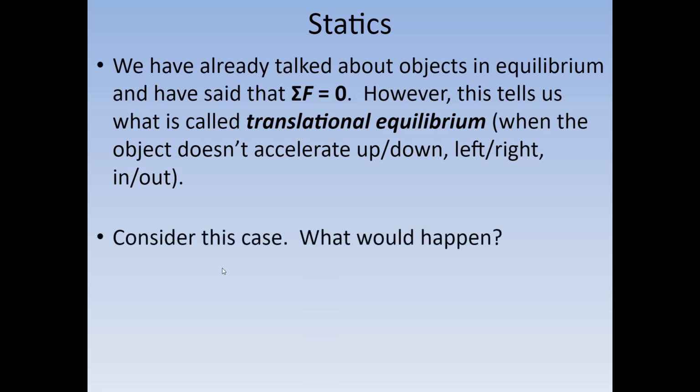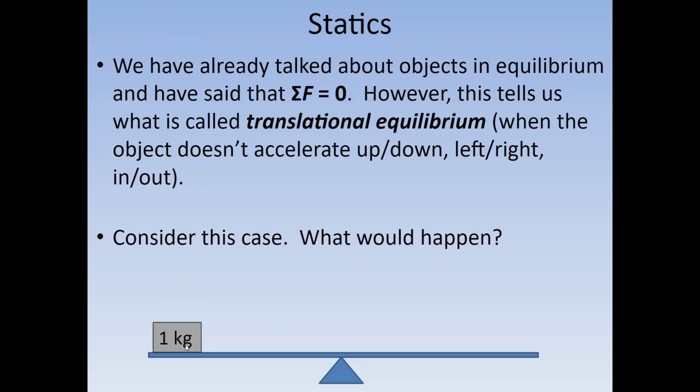So let's consider this case. Imagine we have a seesaw. We place a 1 kilogram object here and a 1 kilogram object here. Now, translationally, this object would be in equilibrium, right? We have a 10 newton object pulling down here. We have another 10 newton object over here. And this pivot will give a force that's 20 newtons going up, to balance everything out. So translationally, this system would be in equilibrium.